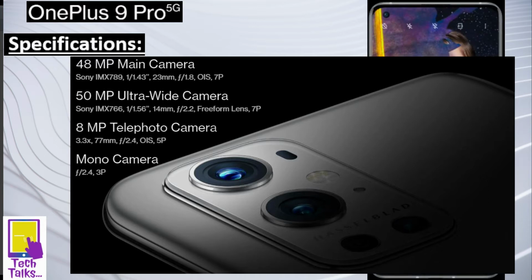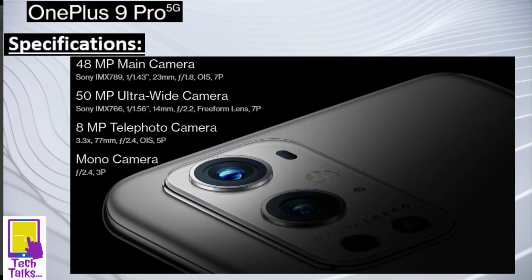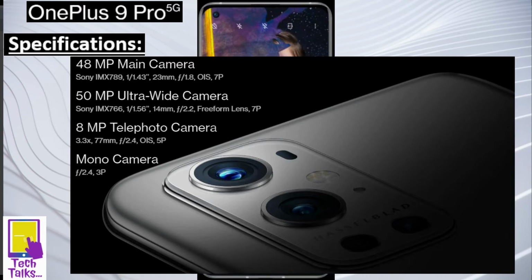So the first camera is the ultra wide camera. The ultra wide camera is 50 megapixel, which is a Sony IMX766 sensor with an aperture of 2.4 with OIS PDAF, and OIS PDAF is nothing but omnidirectional phase detection autofocus. Now the second, main camera is 48 megapixel, which is also a Sony IMX789 sensor with an aperture of 1.8 and with OIS PDAF.